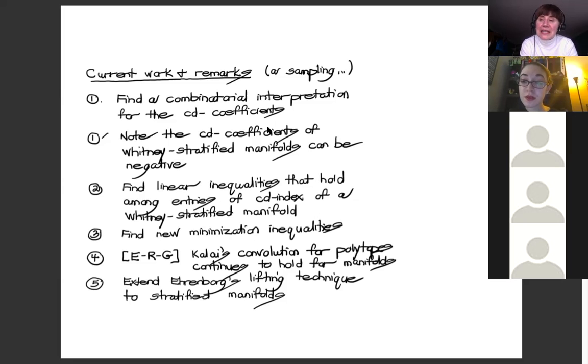I should point out again, in this Whitney stratified manifold setting, the CD index can have negative coefficients. That makes it interesting. Finding linear inequalities holding among the CD index of Whitney stratified manifolds, that's open. Finding minimization inequalities. I'll skip 4. And then Ehrenborg has a lifting technique for, if you know inequalities among f-vector entries and more general flag vector entries, how to lift them up. And so he has various ways to do this.